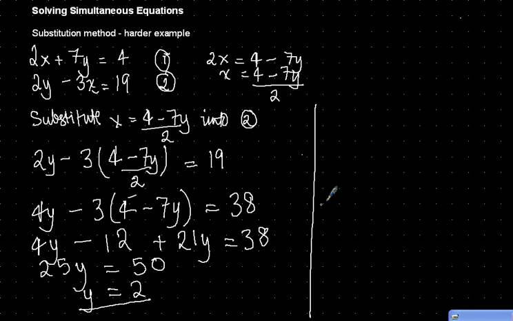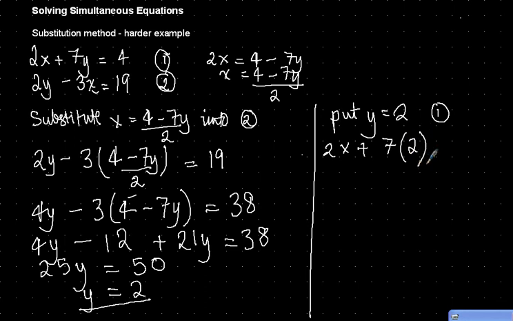To find the corresponding value for x, I'm going to substitute. I'm going to put y equals 2 into one of the initial equations. So we'll put it into equation number 1. We have 2x plus 7 multiplied by 2, because that is our value for y, equals 4. 2x plus 14 equals 4.